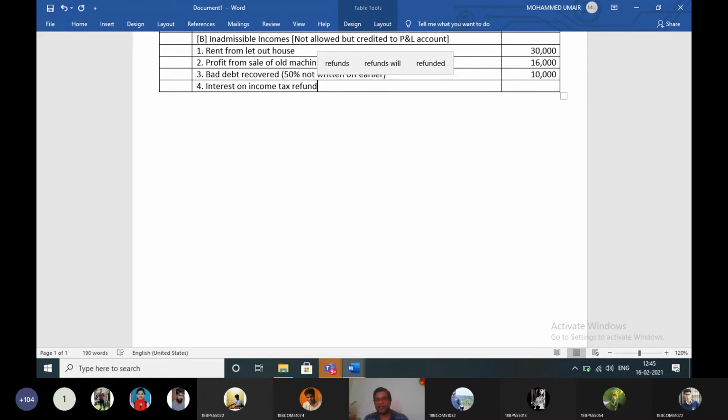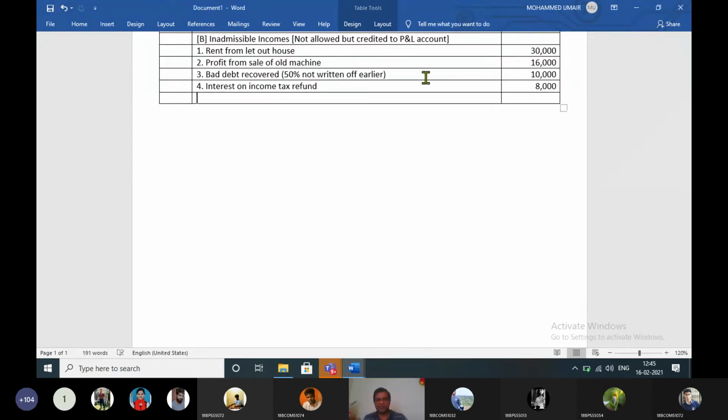But in case of indirect tax, it's opposite. When you pay indirect tax, it is allowed as an expense. And if you receive any refund in the form of indirect tax, that is also allowed as an income, right? So since this is a direct tax, we will not allow this as an income. So this is inadmissible.